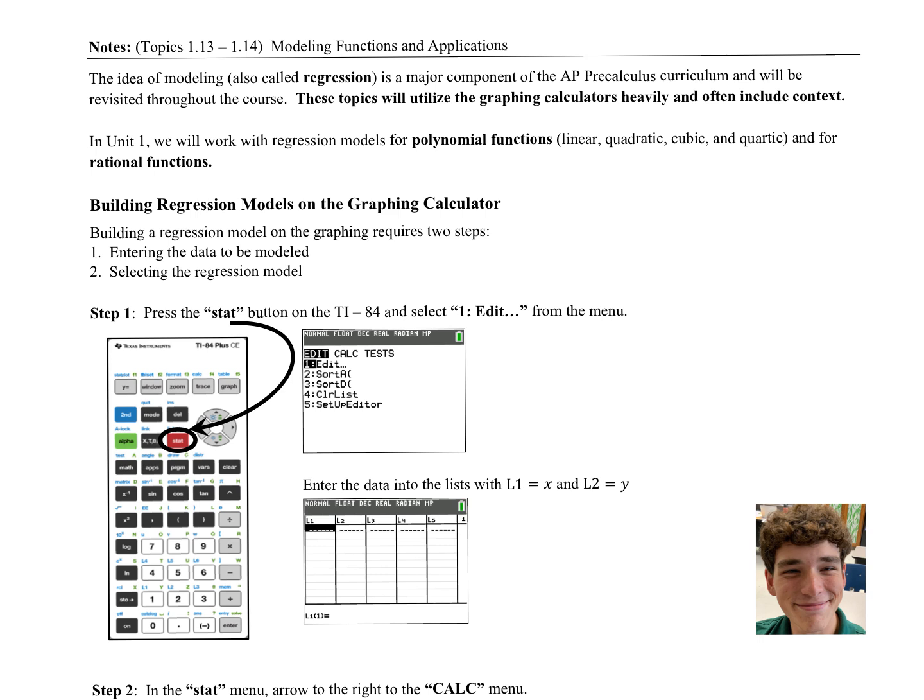Building regression models on the graphing calculator. Building a regression model on the graphing calculator requires 2 steps. Entering the data to be modeled.